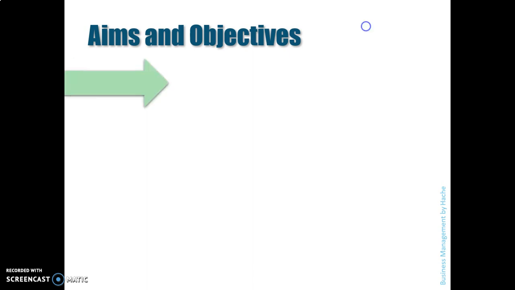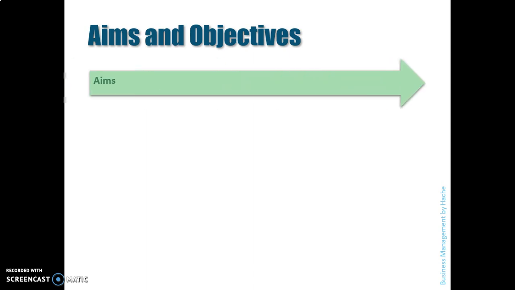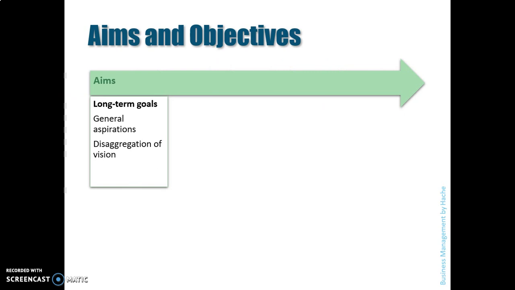Starting with the aims, they are basically a disaggregation of the vision. The vision sets big, large, long-term aims of what we want to achieve as a business, but then we can divide them, disaggregate them, into specific and separated aims. These are the aims as properly named.